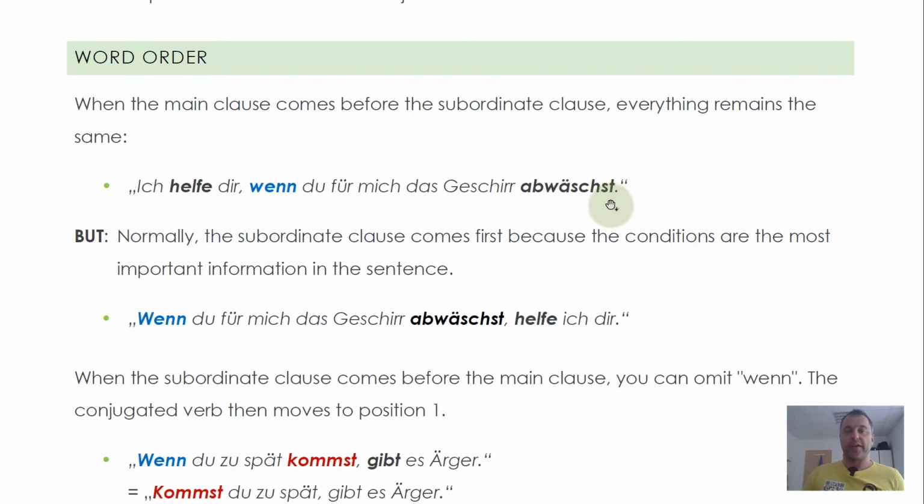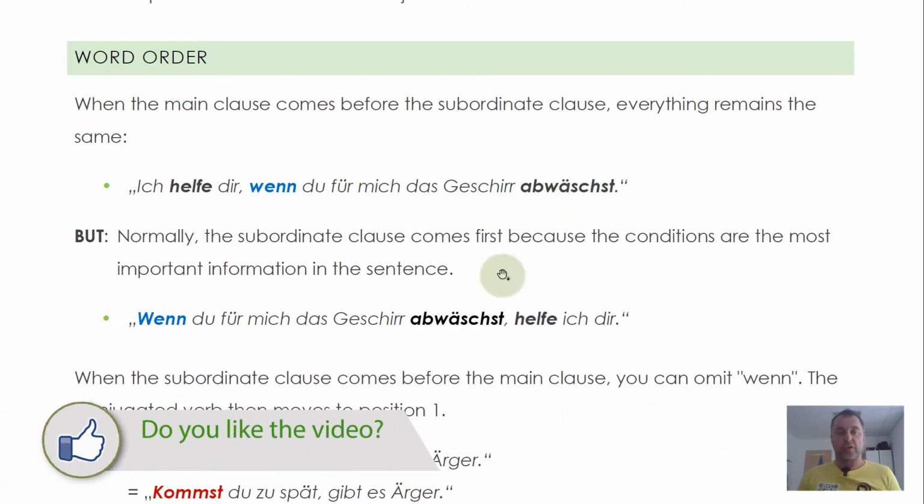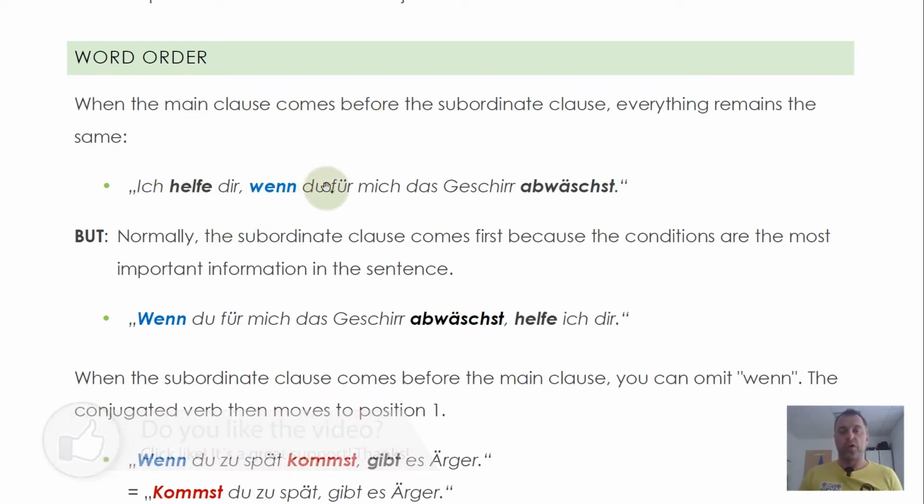The special thing isn't that the verb doesn't go to the end. It usually does. Like for example, ich helfe dir, wenn du für mich das Geschirr abwäscht. So I will help you if you wash the dishes for me. And this is main clause comes before subordinate clause. If it's like this, it's all the same.